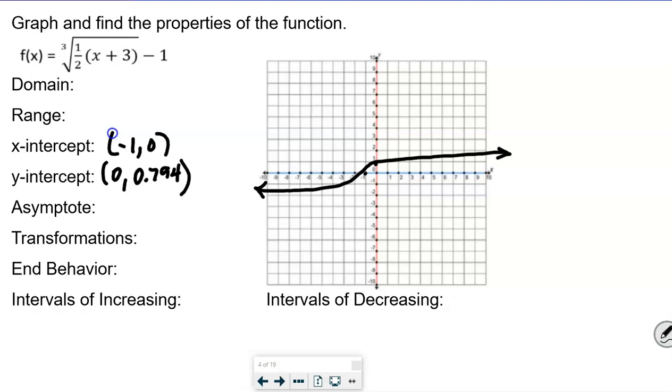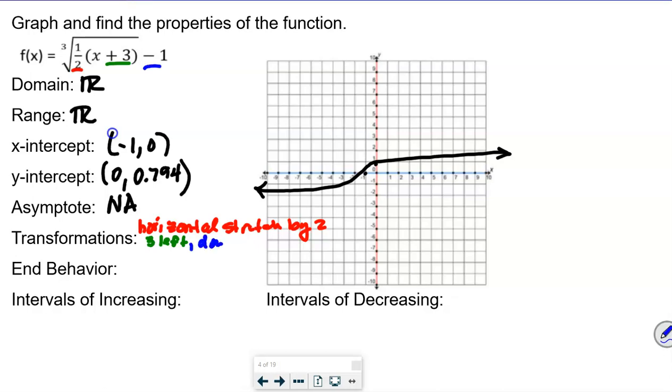So if you look at this graph, what's the domain? X values are all real numbers, right? All the range, same thing, all real numbers. There's no stopping points to this graph. This does not have an asymptote. So now again, cube roots are like our square roots. So what is this 1/2 right here doing? This is a horizontal stretch. Remember, we always do the inverse of what's there. Stretch by 2. What does this +3 tell us? 3 left. And then what does this -1 tell us? Down 1. Okay?